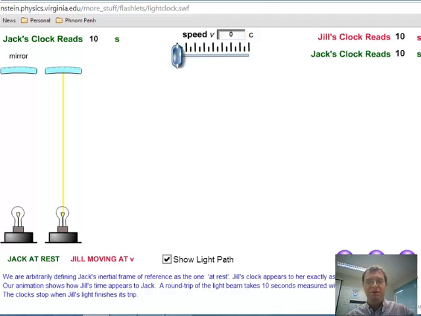Now I'm going to do exactly the same thing, but we're going to have Jill moving at half the speed of light. In this situation you're going to see that things are perceived differently. So I'm going to start again, and we're going to see what Jack's clock reads, and what Jill's clock reads.